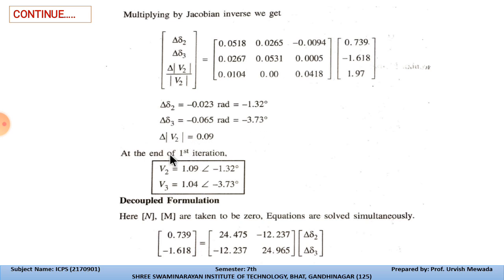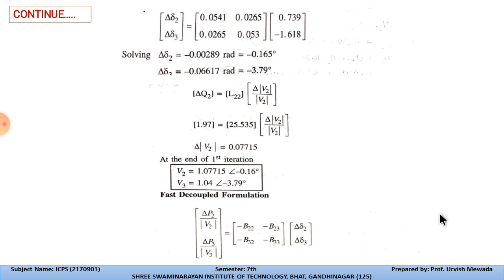So at the end of the first iteration we will get V2 and V3, that is, V2 is 1.04 at angle 1.32 degree, and V3 is equal to 1.09 at angle minus 3.73 degree. Now for the decoupled formulation, here N and M are taken to be 0, because we already discussed that N and M are kept as very negligible.